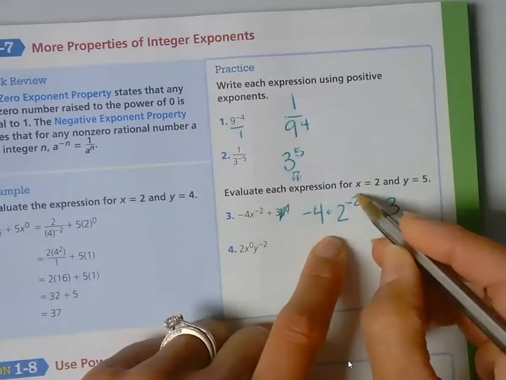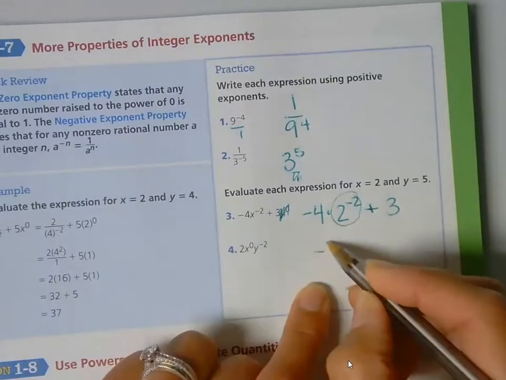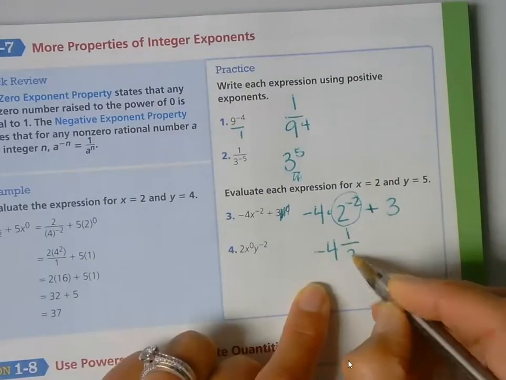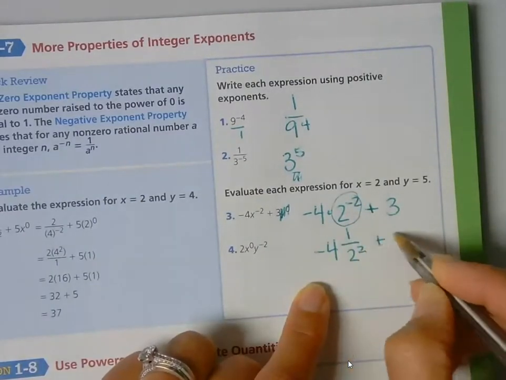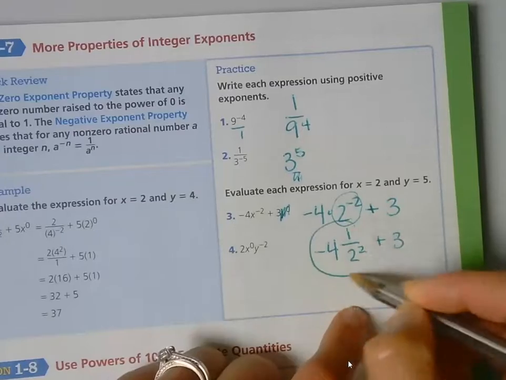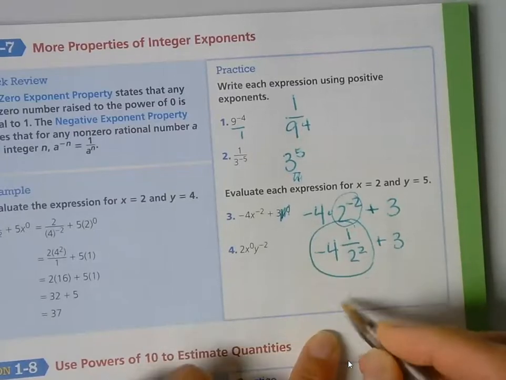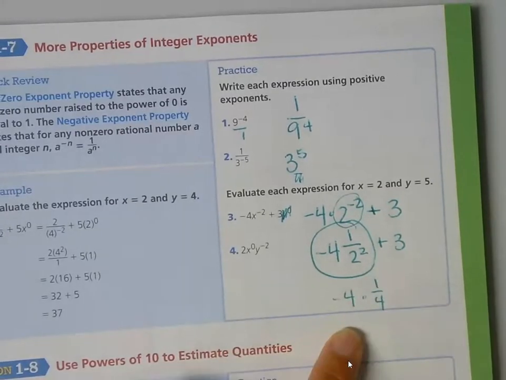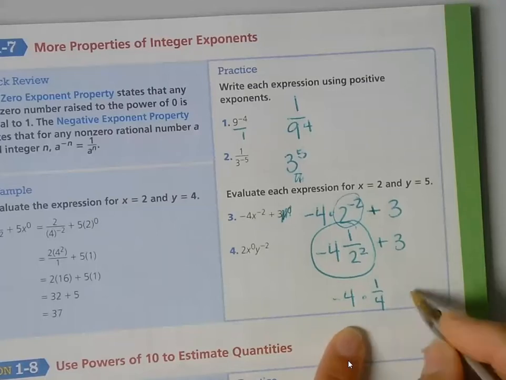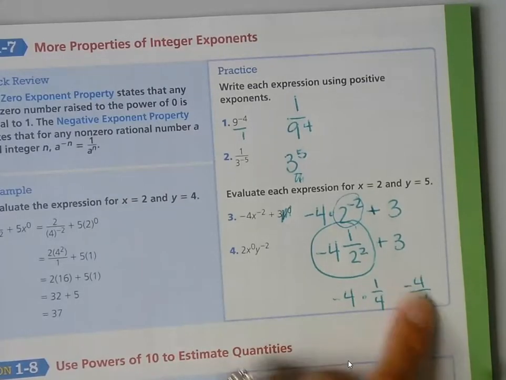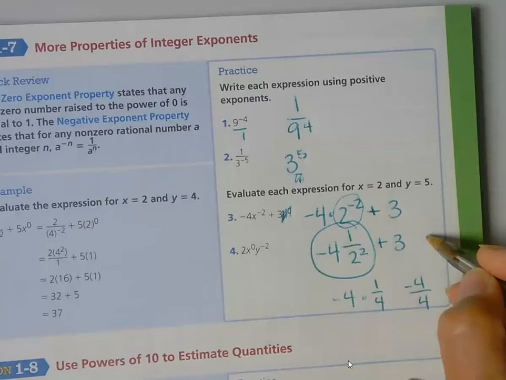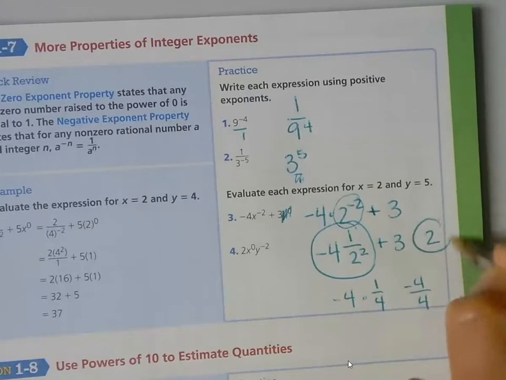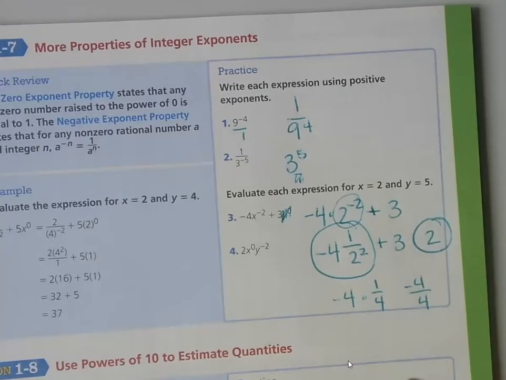Okay, 2 to the negative 2 is going to be 1 over 2 squared plus 3. When you multiply this, okay, so it's a negative 4 times 1/4. Okay, or you could write it as negative 4 over 4. That's going to be negative 1, and negative 1 plus 3 is 2. So the answer to that one you should have gotten is 2.